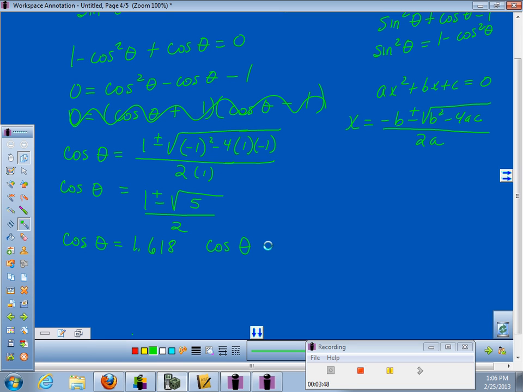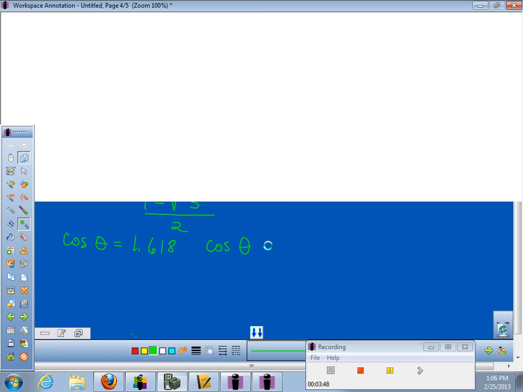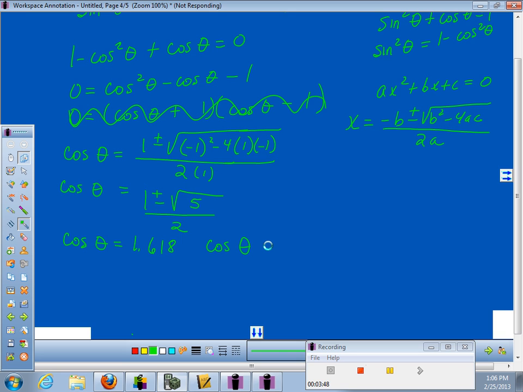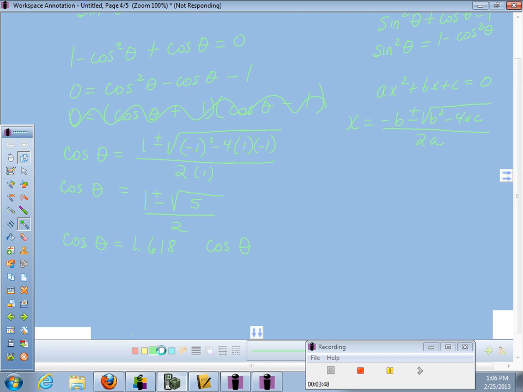Does this one bug anybody? It's a perfect fraction. Cosine equals 1.6. No, it can't be over 1. Cosine can't be over 1. That's why you need to know that numerical value. So that one's gone.